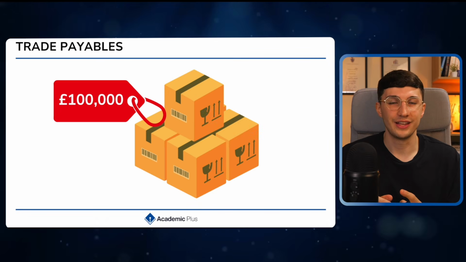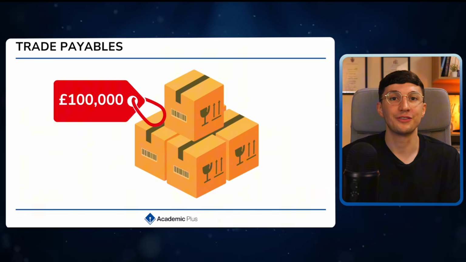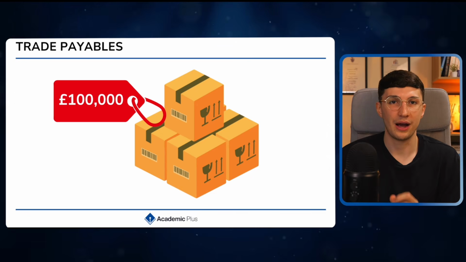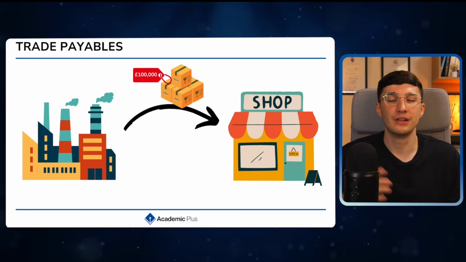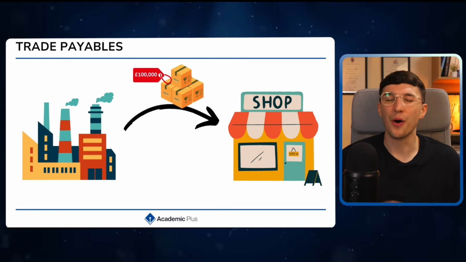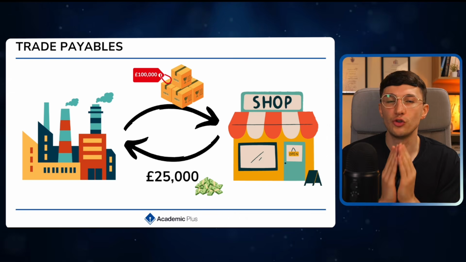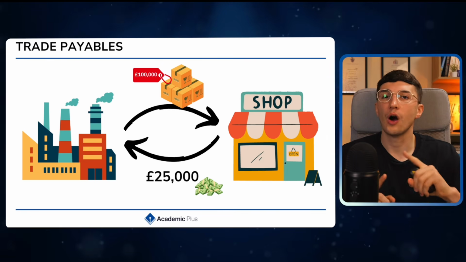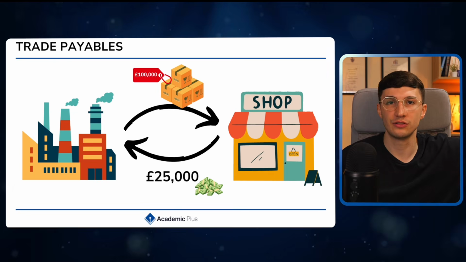So now let's look at the example that my supplier is selling to my business £100,000 of raw materials. So they've delivered that £100,000 of raw materials, but I'm the one being cheeky now. I've said to them, I tell you what, let me give you £25,000 today. I'll give you the rest of the money in 60 days' time.